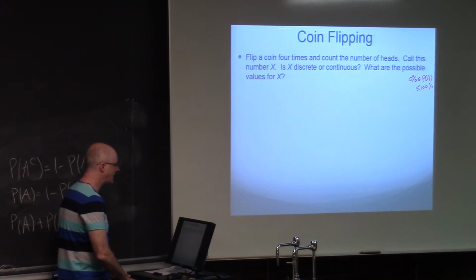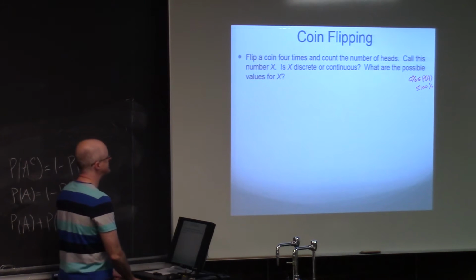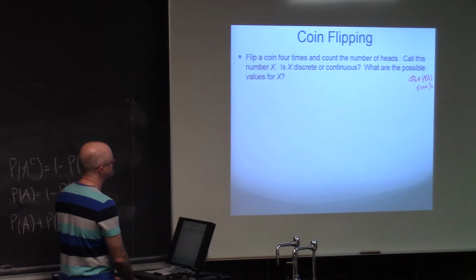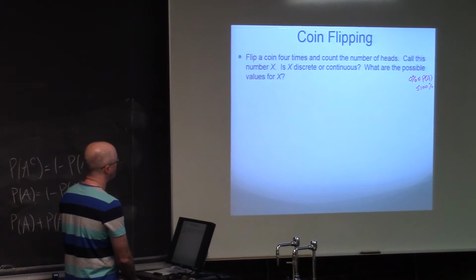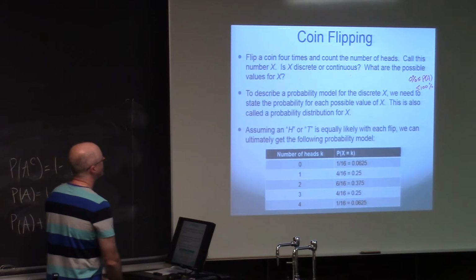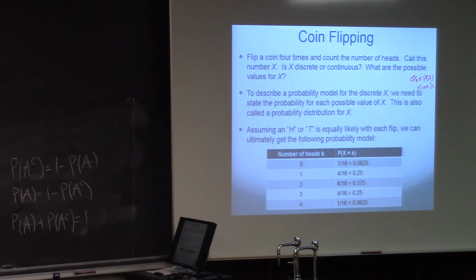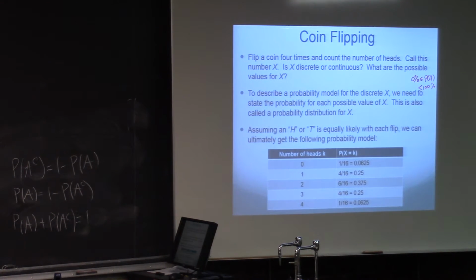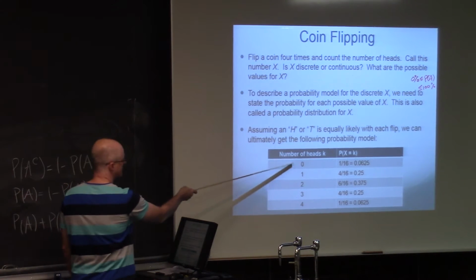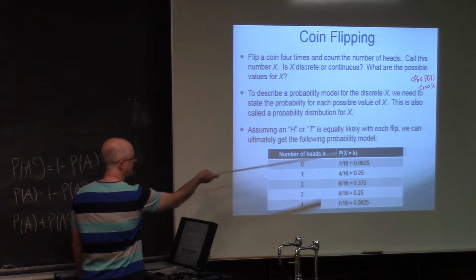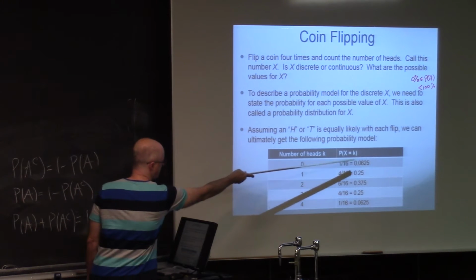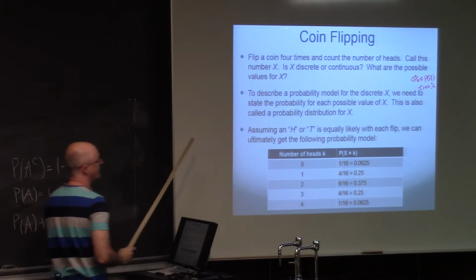Coin flipping, we've talked about this example before. Flip a coin 4 times and count the number of heads. Call this number x. That's a discrete random variable. What are the possible values? 0, 1, 2, 3, and 4. And there's a probability distribution, a probability model for x, the number of heads. Don't be bothered by the fact that I used k for the number of heads there. I could have used any letter that I want. I'm just thinking of the k's as being different possible values, 0, 1, 2, 3, and 4. This notation means the probability that x equals the different k values is given by those numbers.